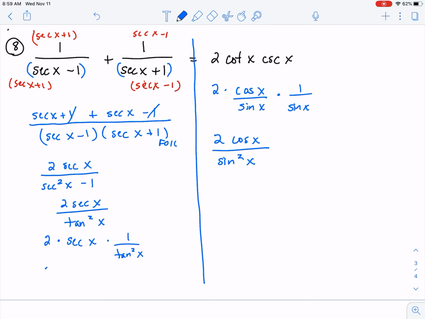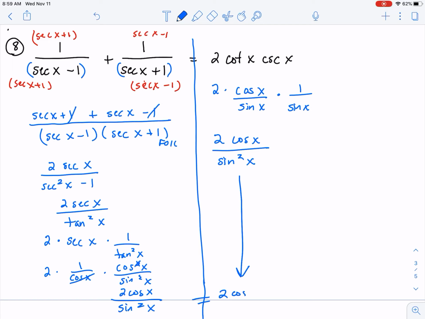I'm just separating them a little bit so I can see what I'm doing here. So I have 2 times, let's see, the secant is 1 over the cosine, and 1 over tangent squared, well, that's the same as cotangent squared, which is cosine squared x over sine squared x. Okay, 1 cosine cancels with 1 cosine. So now I have 2 cosine x over sine squared. Well, that's great because look what I've got here on the right. That's a 2 cosine x over sine squared x. Left-hand side equals the right-hand side.